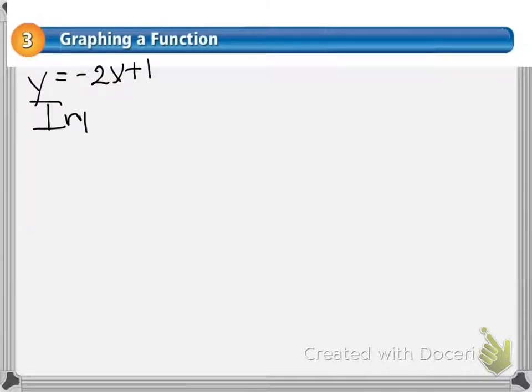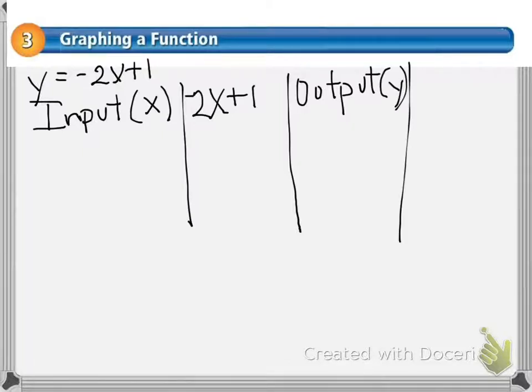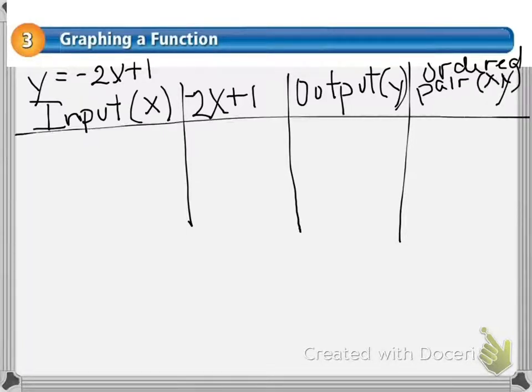Input, and that's our x variable. And then I'm going to put the negative 2x plus 1. We'll do our work there. Put the output variable, which is y. And then we're going to have our ordered pair here, our xy. Okay, so there's our table.